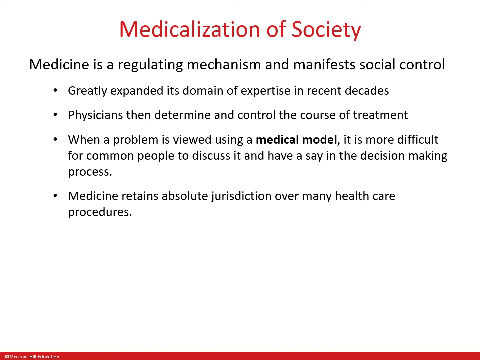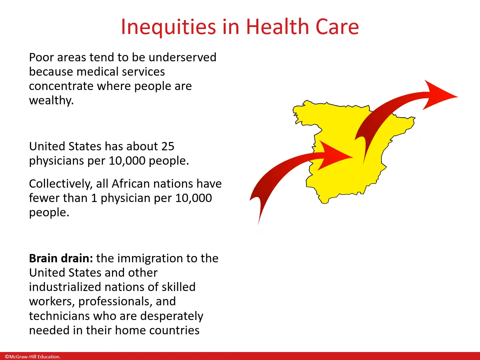A second way medicine maintains social control is by retaining jurisdiction over healthcare, placing certain healthcare professionals, such as chiropractors or nurse midwives, outside of what is considered acceptable medicine. Conflict theorists also examine the obvious inequities that exist in healthcare, like how in the U.S. poor areas are underserved because medical services are concentrated in areas where people are wealthy.